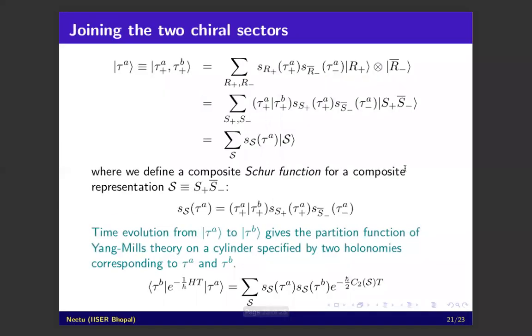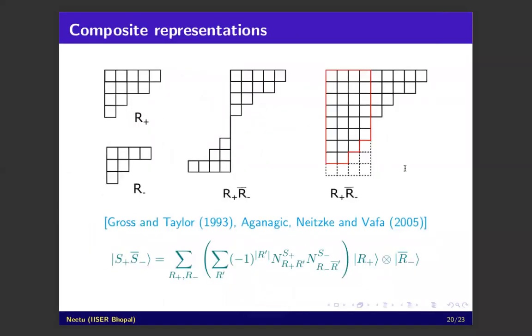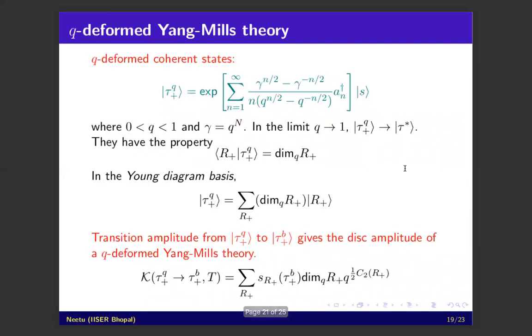Is it obvious that you'll get the same thing in the end? Sorry, what? If you define your coherent states like this, and then you still work with the R's as representations of UN, not quantum UN, then is it obvious that the end result will be amplitudes for q-deformed Yang-Mills? Yeah, this is what we have explicitly seen. No, I'm trying to understand if it's obvious before you compute it. Okay. Is it obvious?